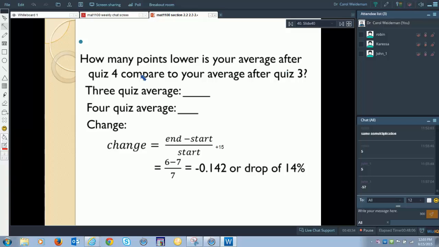How many points lower is your average after test 4 compared to your average after test 3? So when you had 3 of them, your score was a 7. And after 4, your score was a 6. End minus start divided by start. So end was 6 minus 7 divided by 7, percent change. So you dropped about 14% from after quiz 3 to after quiz 4. Not doing so good. Okay, not good. Yeah, not good at all.